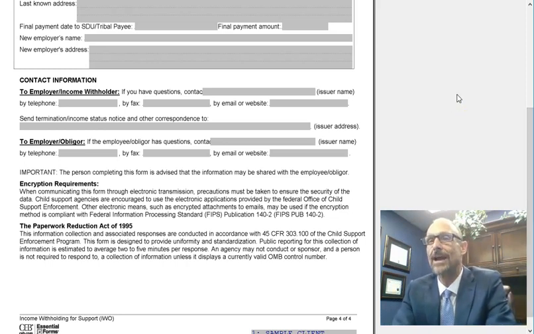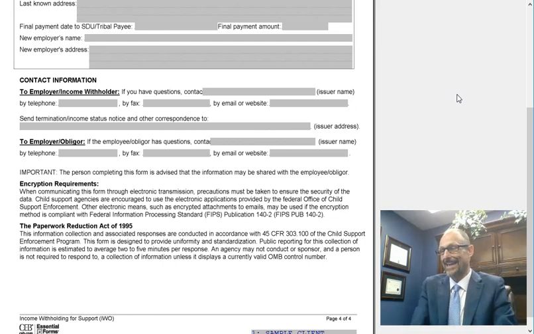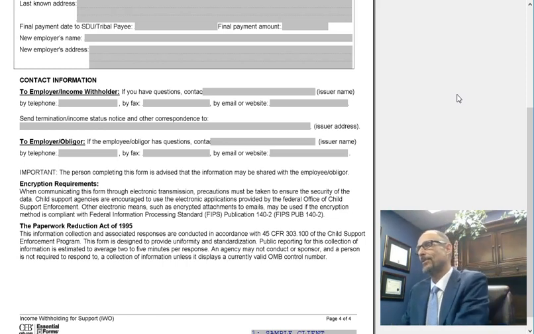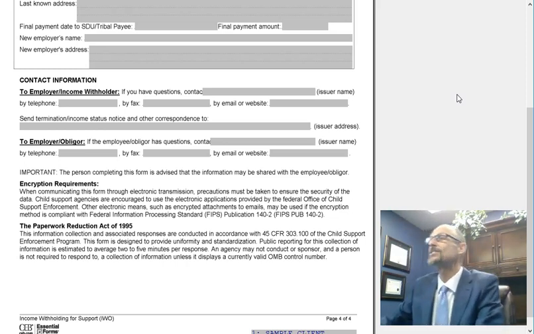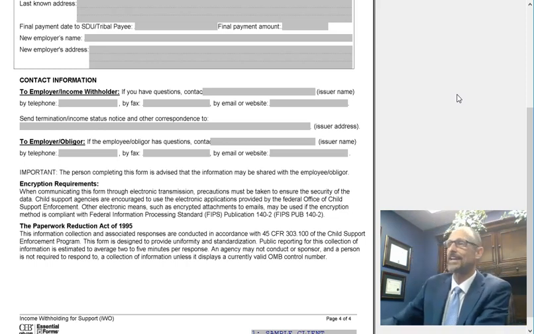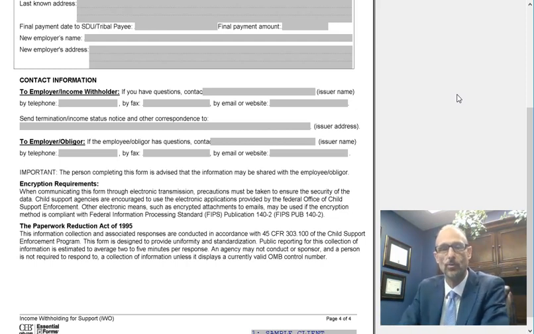I would suspect that you should expect to wait about a month, because remember, the employer's got to get this, wait till the next full pay period, start collecting. Then after that pay period's done, they're going to send this money to the State Disbursement Unit. And once it gets to the State of California, they're going to sit on it for a week before they send it to you. That's just the way it works.